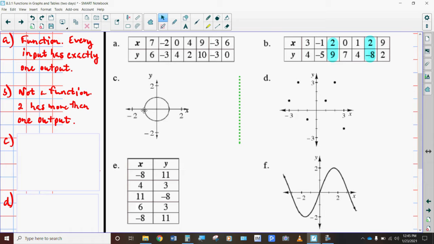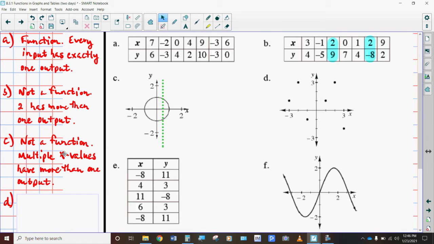You take a look at C, and with this one, we're going to use our vertical line test. You can see here, that value for X right there at the far left of the circle would have only one output, but every other value for X is going to have more than one value for Y until you get to this side. So that does not pass the vertical line test, so it is not a function. There are multiple X values that have more than one output. In this case, multiple X values have 2 different outputs.